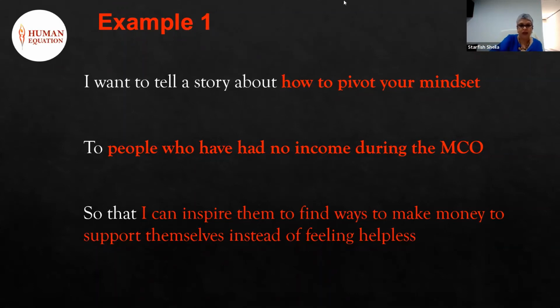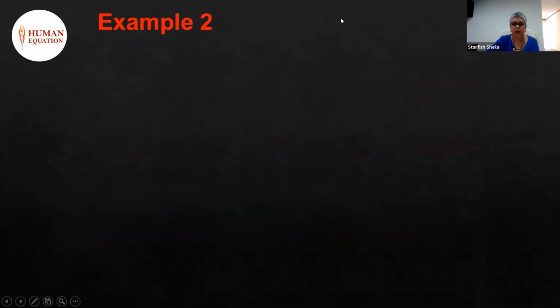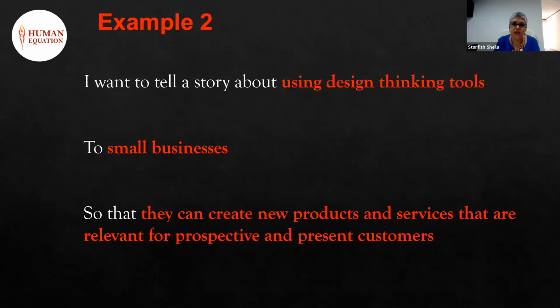Okay, I'll give you another example of how to frame your story. I want to tell a story about using design thinking tools. What's my story about? Using design thinking tools. To whom? To small businesses. That's my audience, so the second line is your audience. So that they can create new products and services that are relevant for prospective and present customers. Very specific.